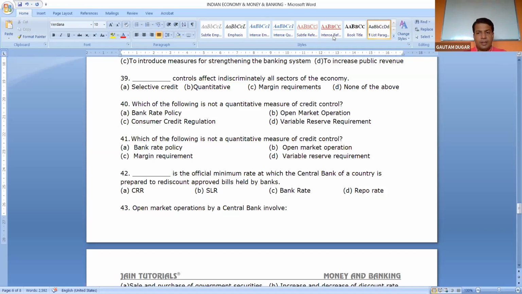41. Yes, C is the correct answer. Next, 42. 42 was the answer. Dash is the official minimum rate. Obviously C, the bank rate. That is the rate at which the central bank of the country is prepared to rediscount approved bills held by banks. I said approved bills held by banks. Rediscounting, that's called the bank rate.